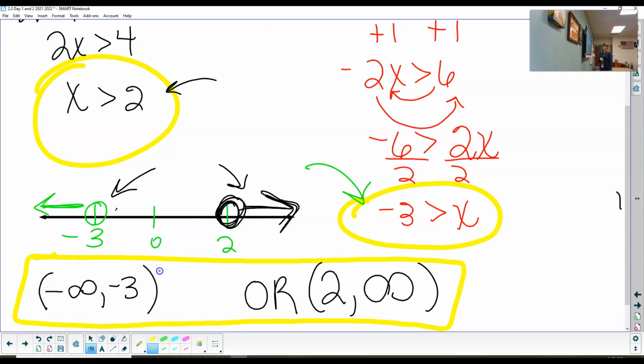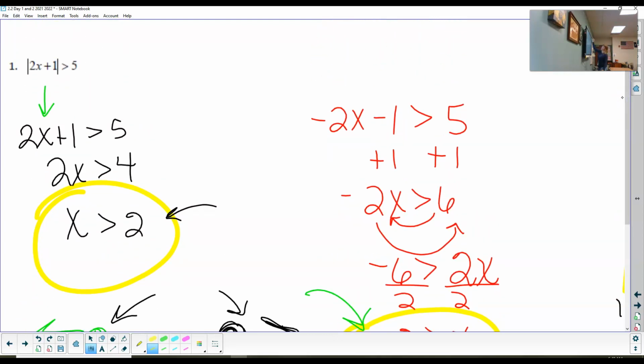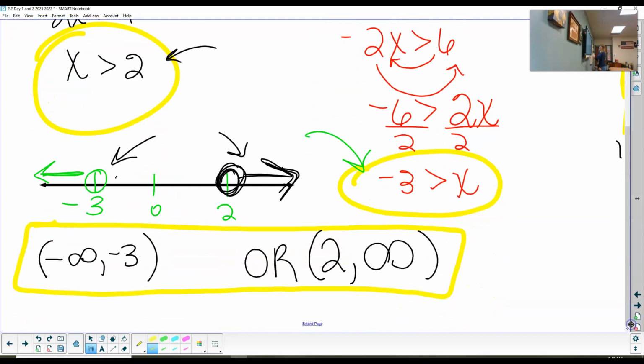And I'm just going to check my work, make sure I did it as an or statement. And yep, remember, we know it's an or statement because the inequality was open towards the bars. And we're good on this inequality. So remember, your answers for inequalities, we're always going to write them as interval notation.